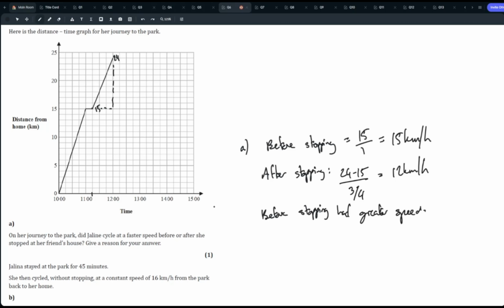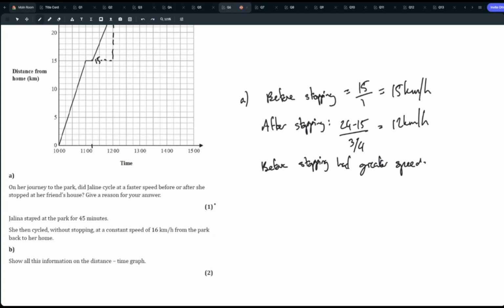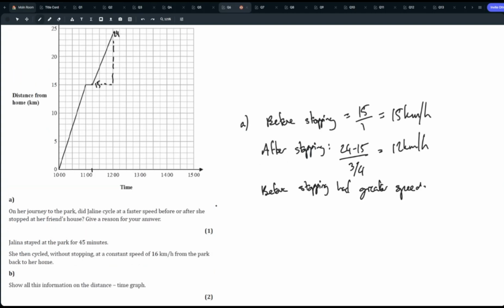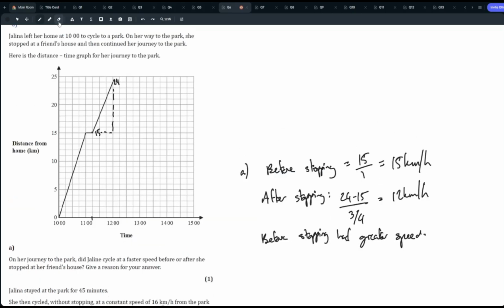Okay, so next question. Jelena has stayed at the park for 45 minutes. Okay, so that's going to be a horizontal line if she's at rest. So if she's at rest at that point, that's for 45 minutes. She then cycled back without stopping at a constant speed of 16 kilometers per hour from the park back to home. Show all this information on a distance time graph. Well, first of all, we know that she was at rest for 45 minutes at this point.